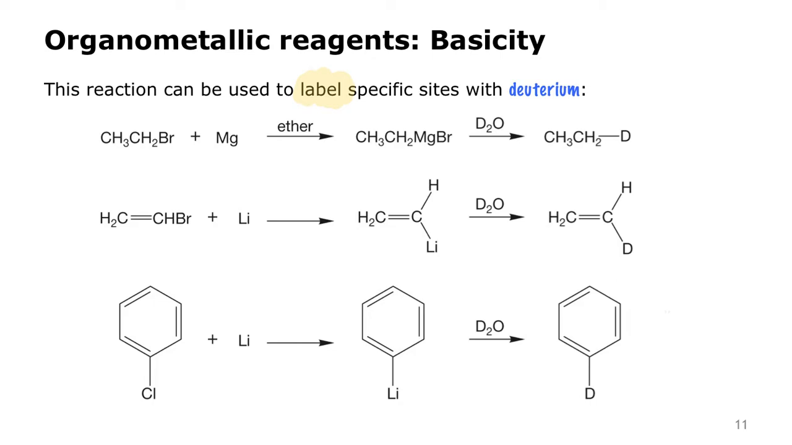So you can see two more examples, in this case employing lithium compounds, and here we have vinyl bromide reacting with lithium to produce vinyl lithium.